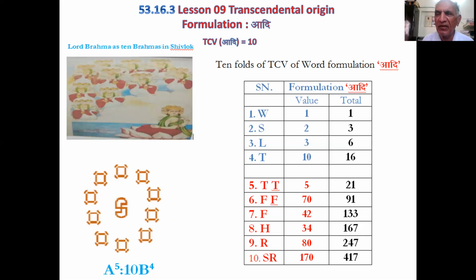All 10 folds of TC value 10 of formulation Adi is 417. Value 417 is 34 more than 383. Value 34 is the summation value of 4 folds of hypercube 9, the representative regular body of a 9 space.